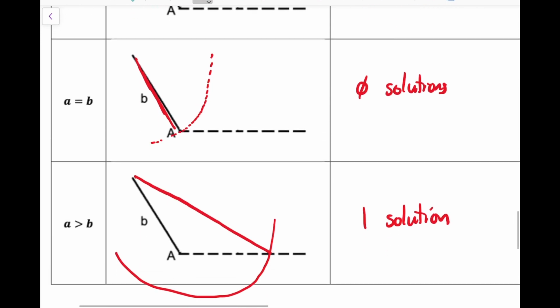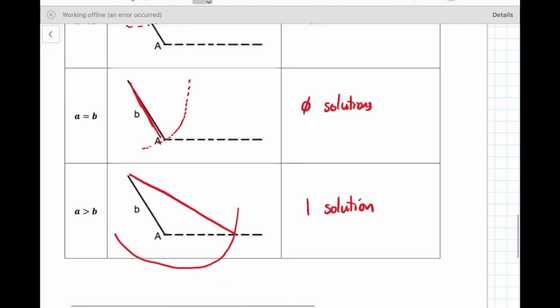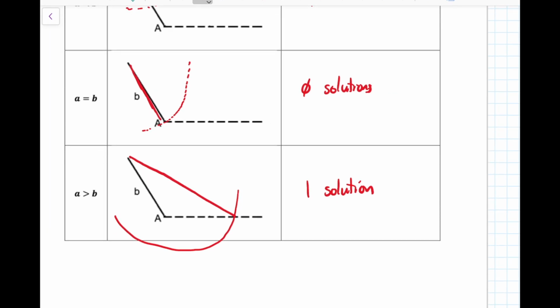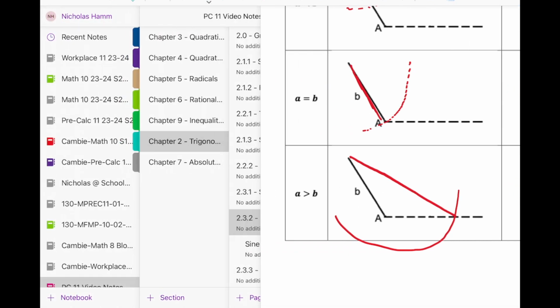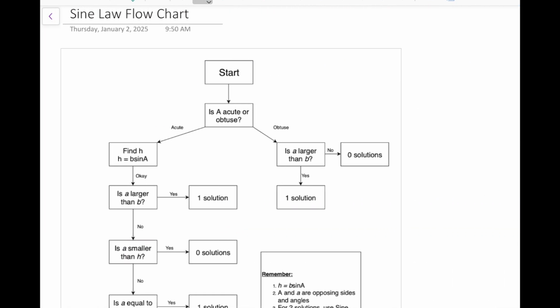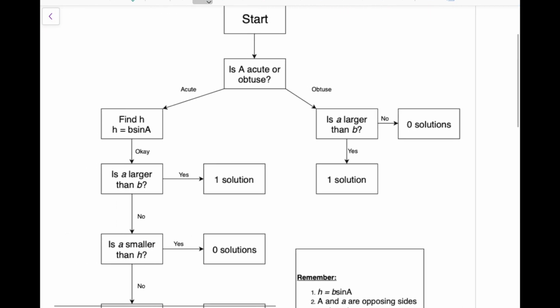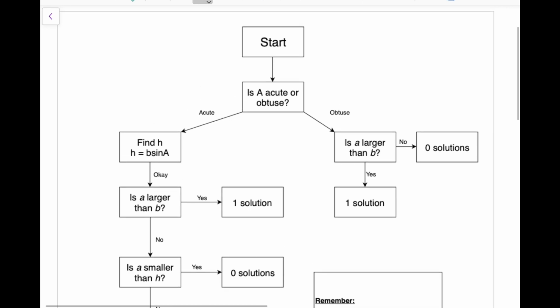And so those are your options. You have 7 different cases to consider here. So 4 cases when A is acute, 3 cases when A is obtuse. And so we have to figure out which one best matches with what we're dealing with here. And this is where this flowchart comes into play. So this flowchart guides you through the whole thing. If we look at what we've got here, the first question is: is A acute or obtuse? That's automatically going to split you into either the 4 or the 3.